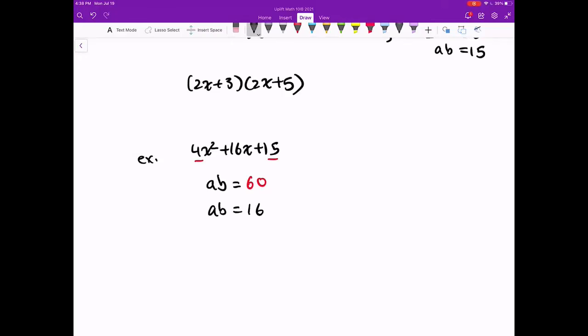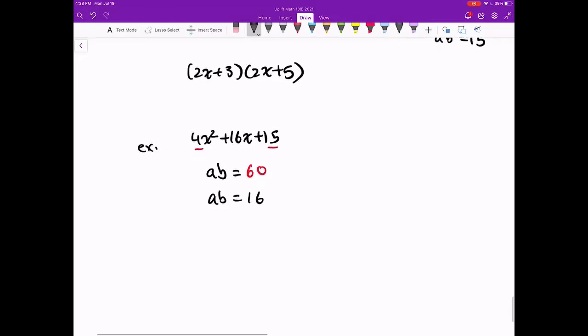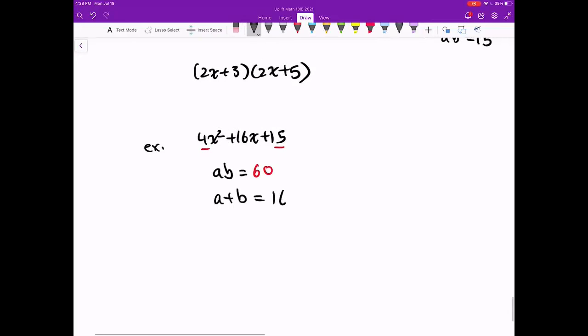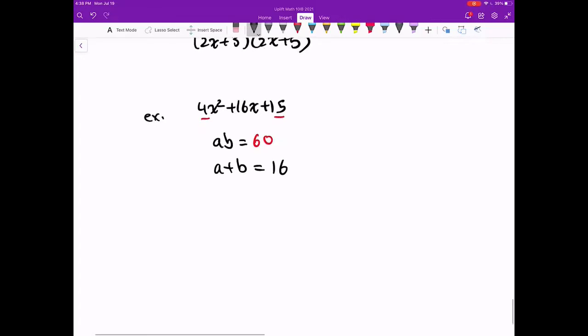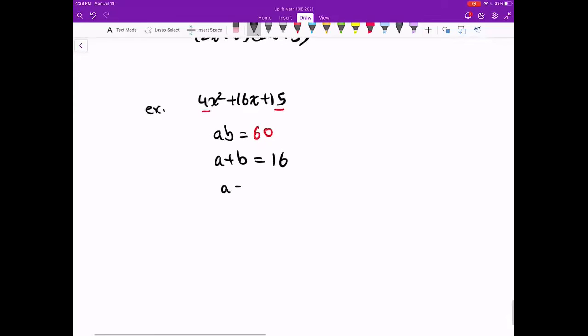Oh, wait, something's wrong. A plus B for the second one, Kevin. Oh, sorry. Okay, I can see how this gets very large. Yeah, and now we gotta find all the factors. Okay, it's just A is 6 and B is equal to 10, because 6 times 10 is 60 and 10 plus 6 is 16.